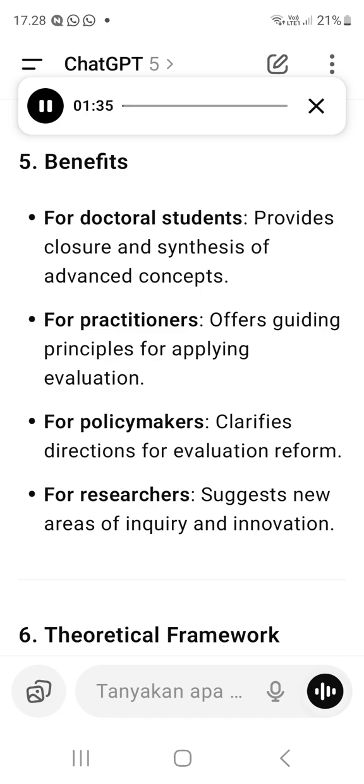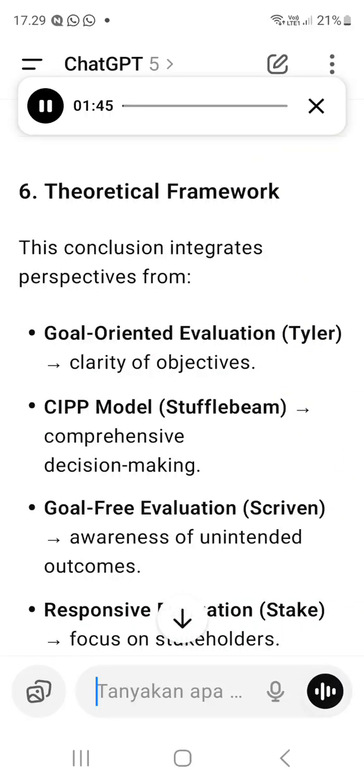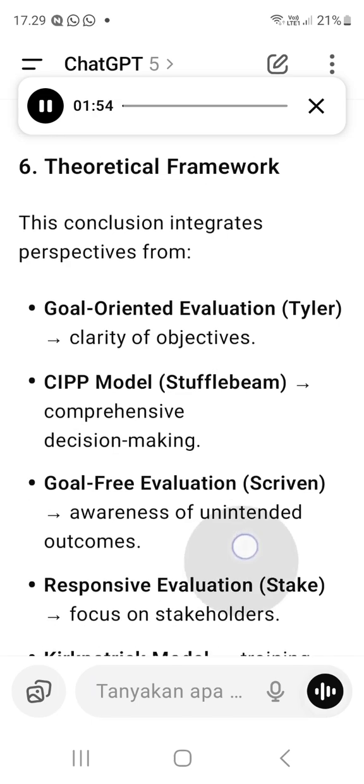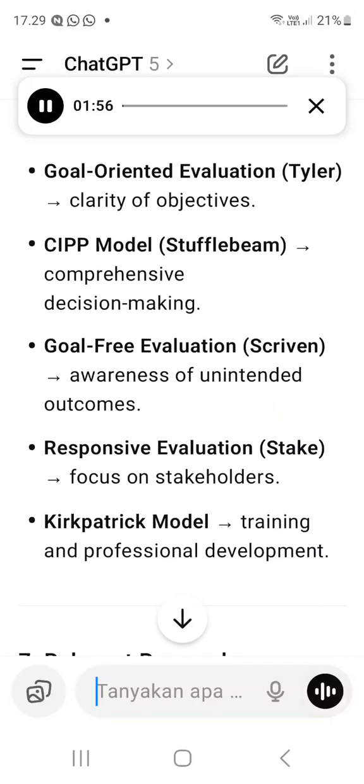Theoretical framework. This conclusion integrates perspectives from goal-oriented evaluation, Tyler, clarity of objectives. The CIPP model, Stufflebeam, comprehensive decision-making. Goal-free evaluation, Scriven, awareness of unintended outcomes. Responsive evaluation, Stake, focus on stakeholders. Kirkpatrick model, training and professional development.